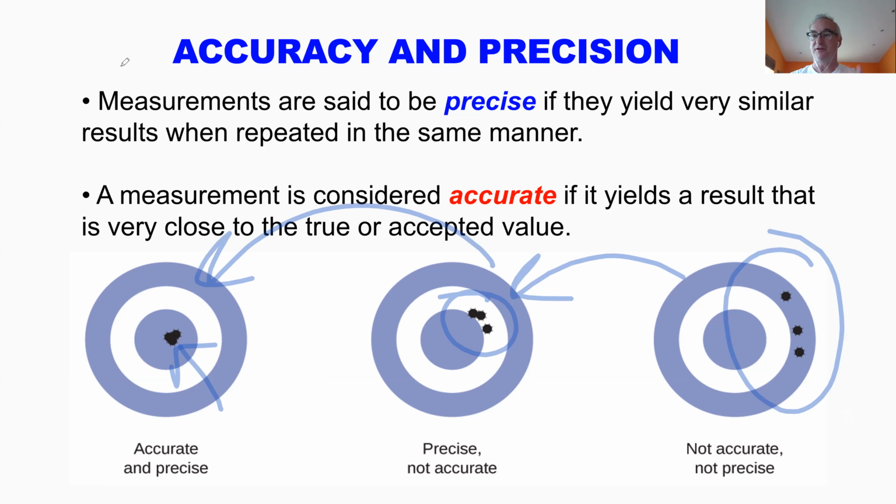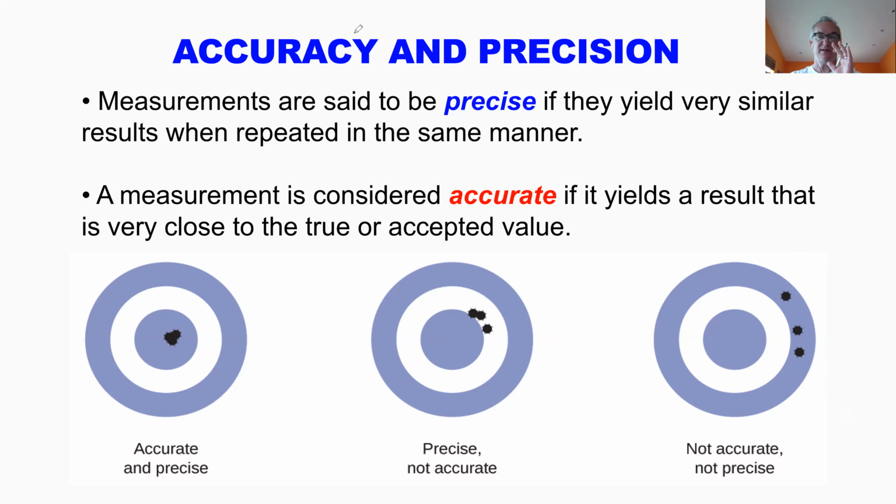So it's not enough to be accurate. It's not enough to be precise. You want to be accurate too. But if you really had to choose between the two, I'd rather be somewhat imprecise and accurate. I'd rather have the right answer with a little more error than have very little error and the wrong answer.